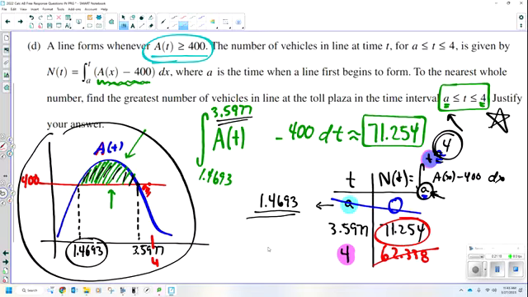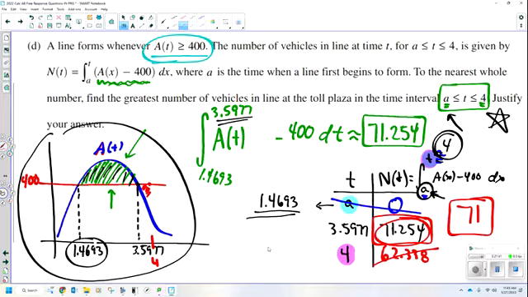So this is it. It's right there. Find the greatest number of vehicles in line. You can say 71.254, or you can just say 71, because again, they're vehicles. That took a lot more time. There was a lot more explaining. There were values that we had to figure out. Then we had to check endpoints. That was a good question.